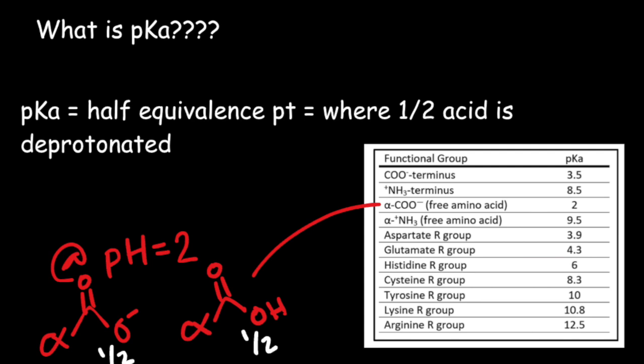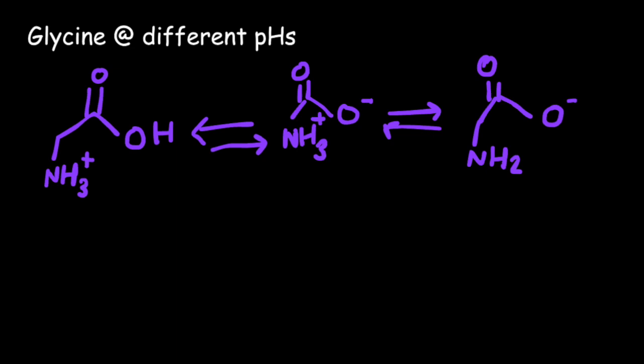Well, each of the ionizable groups on an amino acid has a pKa. So, at that specific pKa, half of the ionizable group will be protonated and half will be deprotonated. So we can use these pKa's to know what the charge will be of each ionizable group at a different pH. Let's look at how this applies to a specific amino acid, specifically glycine.